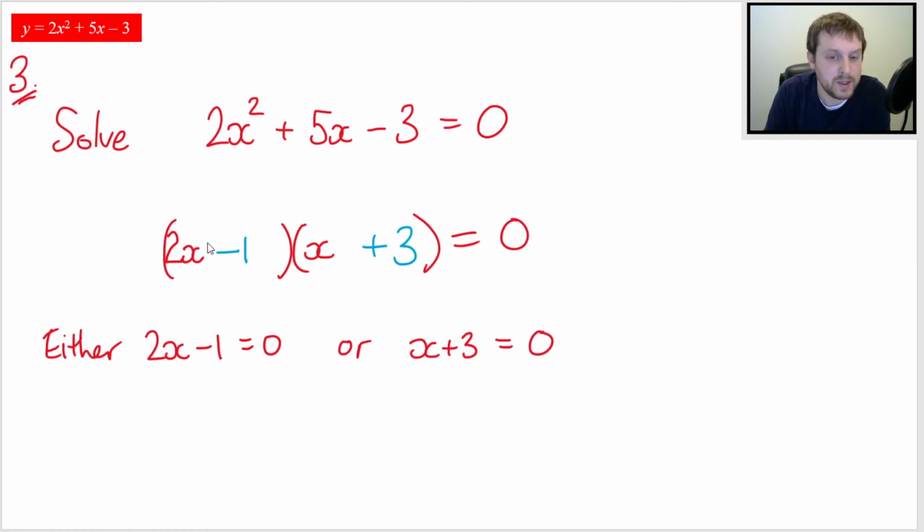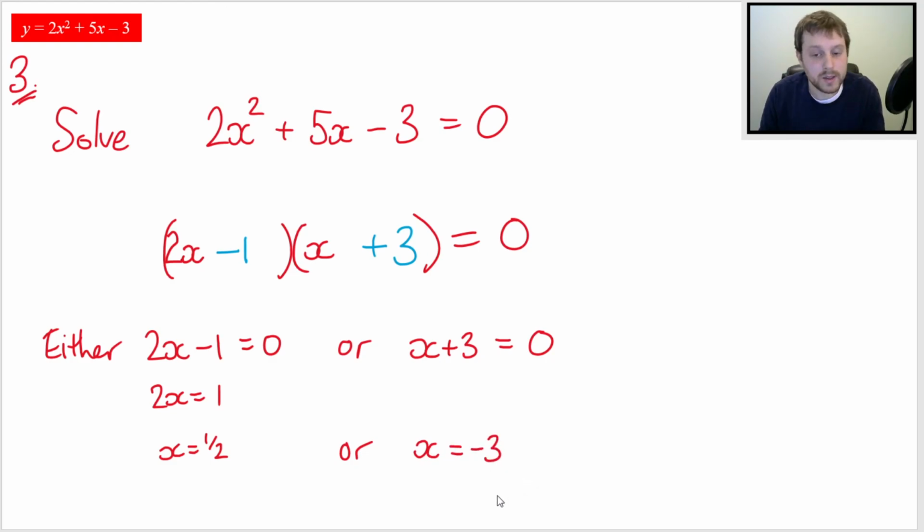It could be this being 0, and then it wouldn't matter what this was, because we would get 0 and it would be fine. Or this could be 0 and it wouldn't matter what this was, because again, you times make 0, which is what you want. So anyway, you get 2x is 1, or x is a half, or this one's a bit easier, this is just x is minus 3. So your 2 solutions are x is a half and x is minus 3.